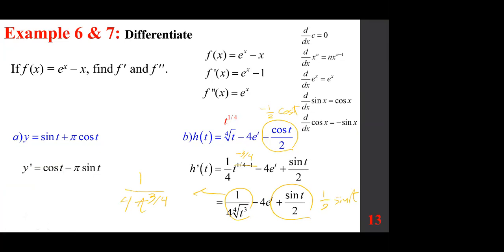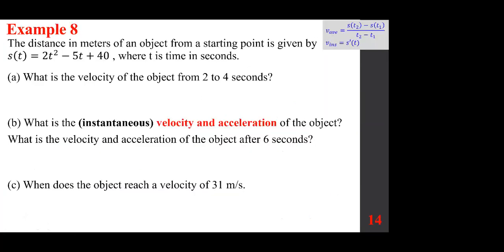All right, we want to look at the last page. This is a question that we have seen before with the difference that now we can use the easy way out. The distance in meters of an object is given as s of t is 2t squared minus 5t plus 4t, where t is time in seconds. What is the velocity of the object from 2 to 4 seconds? That's the average velocity. We have done this already, class. So s of 4 minus s of 2 over 4 minus 2.